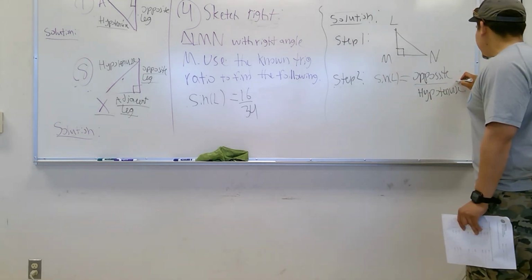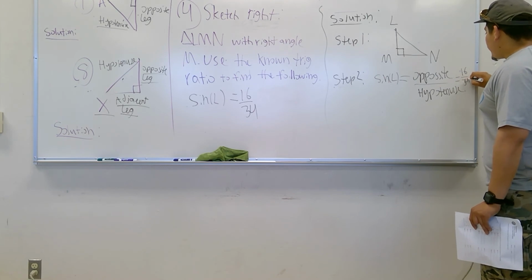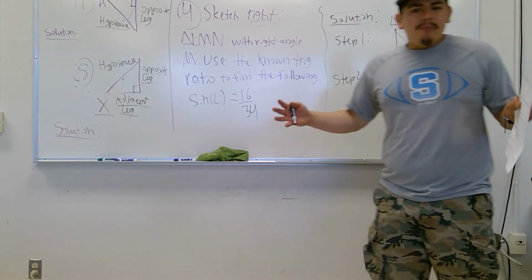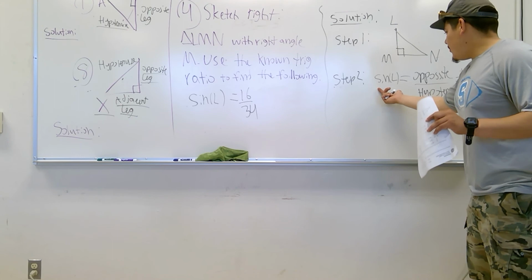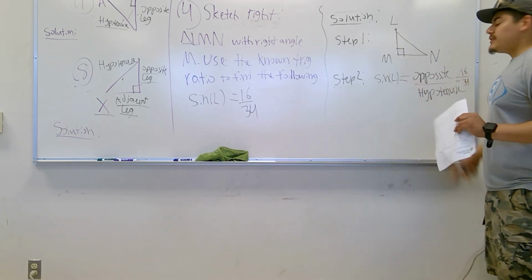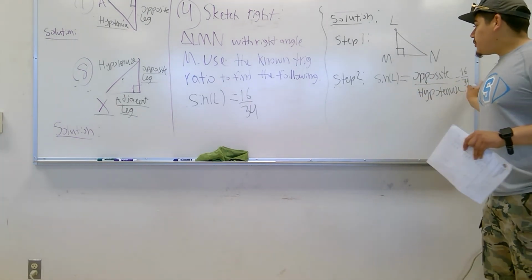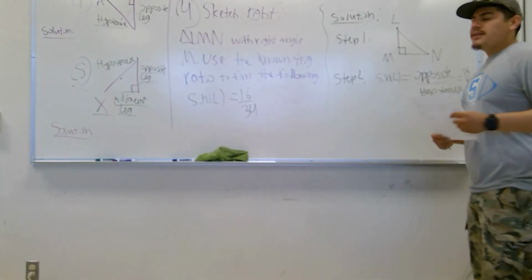So look, remember, we know what sine L is. Sine L is 16 divided by 34. Remember, in math you can label things a bunch of different ways. Sine L is equal to opposite over hypotenuse, which is equal to 16 out of 34. All three of these are the same thing, just different names.